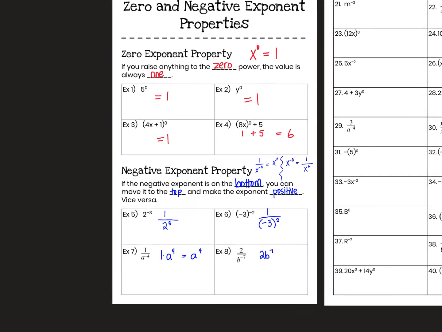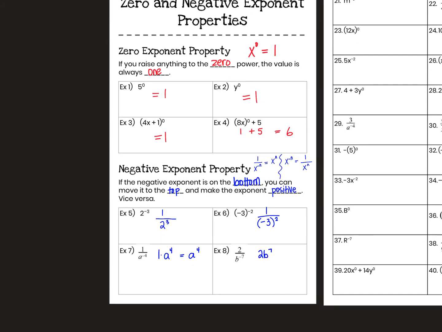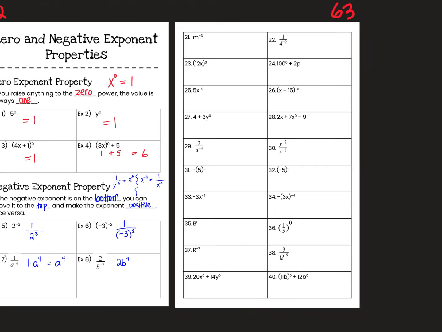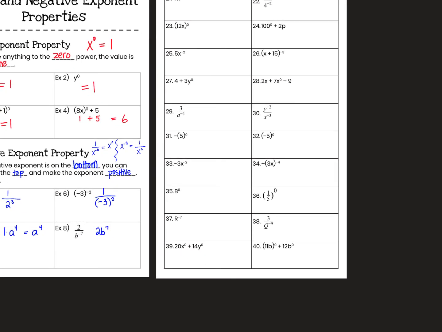So we started super easy. I promise on Monday it's not going to be this easy anymore. But I wanted to get the easy stuff out of the way. That way on Monday we can focus on learning the harder stuff. So I gave you a practice sheet that has 20 problems on it.